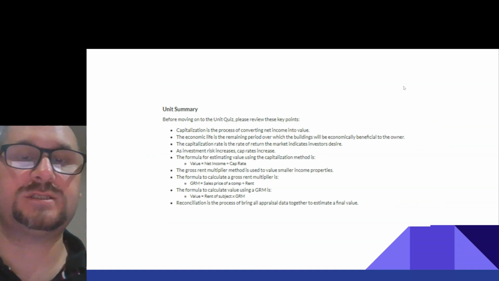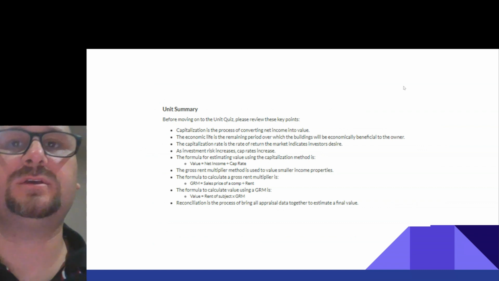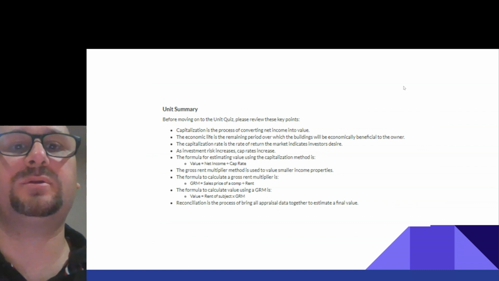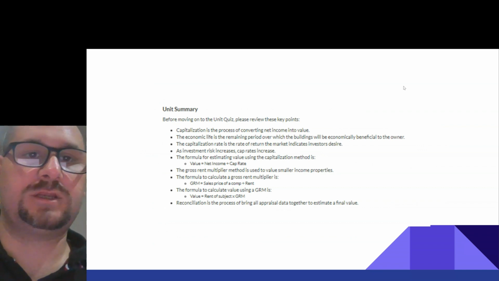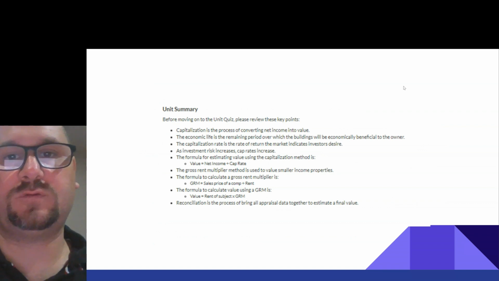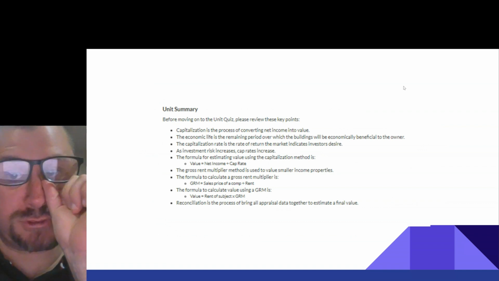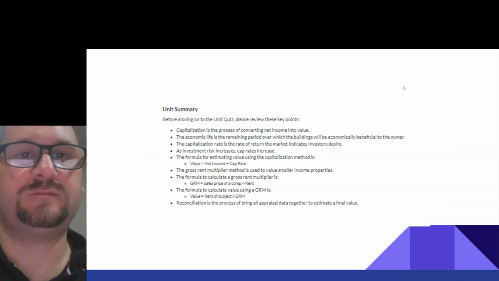Capitalization is the process of converting net income into value. So whenever you convert net income into value, that's called capitalization. The economic life is the remaining period over which the building will be economically beneficial to the owner. So it's called the economic life.